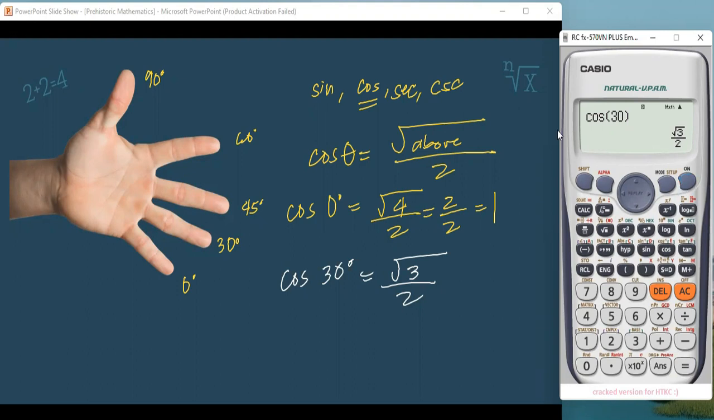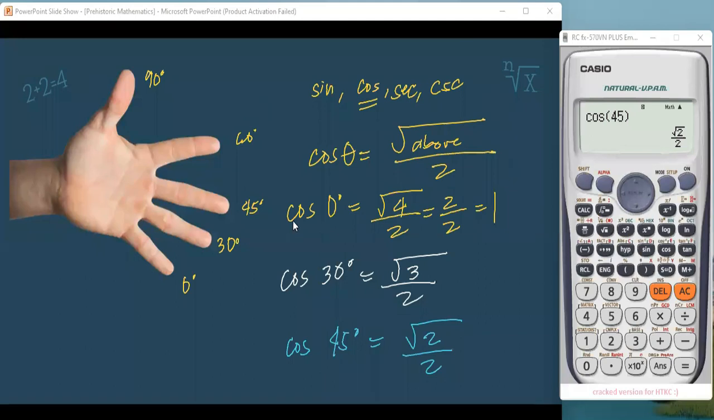Now, what about cosine 45? So we have our cosine, 45 degrees must be equal to the square root of. So 45 po ito, how many fingers are there above 45? So we have 1, 2. So 2 over 2. So meaning to say cosine 45 must be equal to the square root of 2 over 2. Let's check. So cosine 45 must be equal to the square root of 2 over 2. Correct.